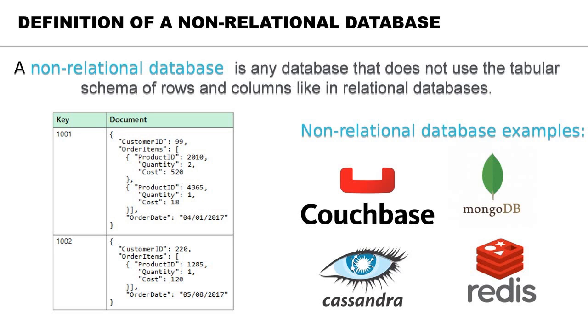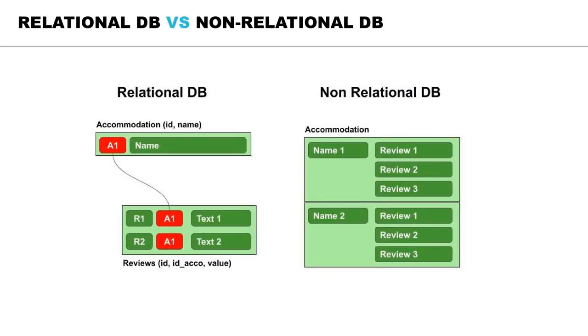And here you can see some examples of non-relational databases as well. Maybe the most famous is the MongoDB database. Here you can see a slide with a comparison of a relational database, where you can have relations between two tables, and a non-relational database, where only the information convenient for the project is stored.